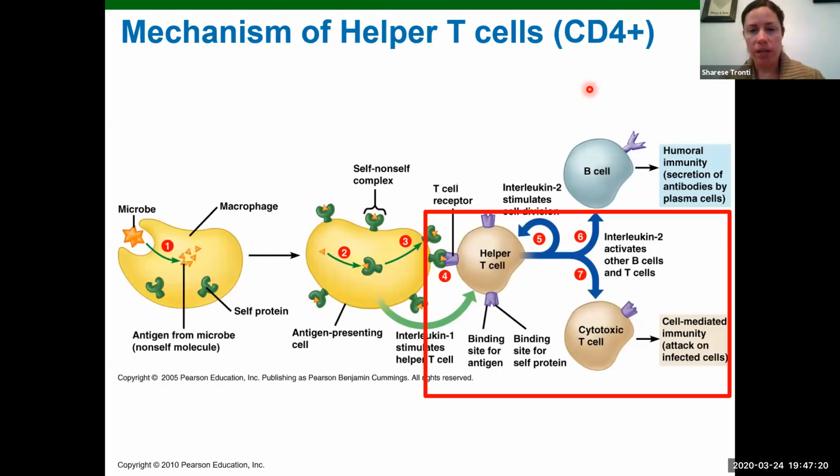See helper T cells. So this helper T cell is activated. It will activate B cells. Again, remember B cells are producing these antibodies. Helper T cells can also help to activate cytotoxic T cells. And again, remember cytotoxic T cells attack infected cells.